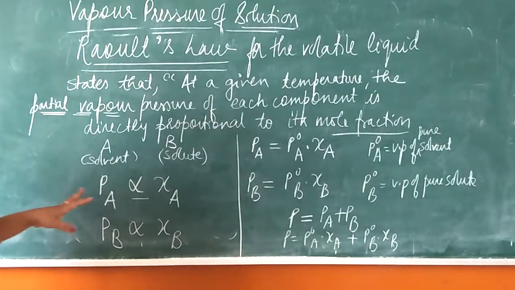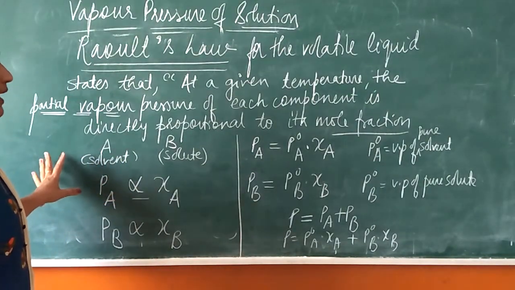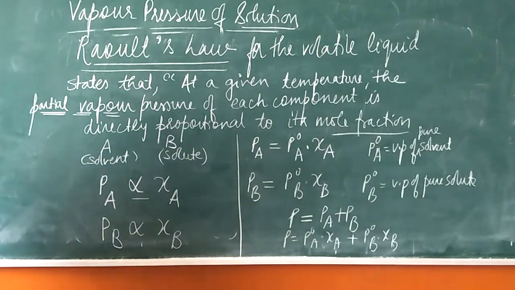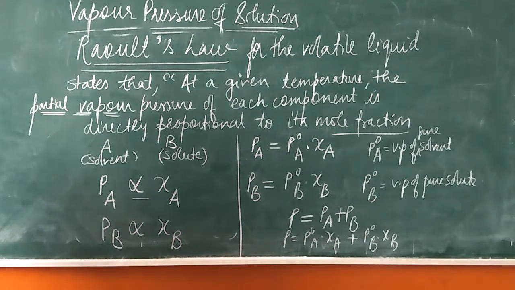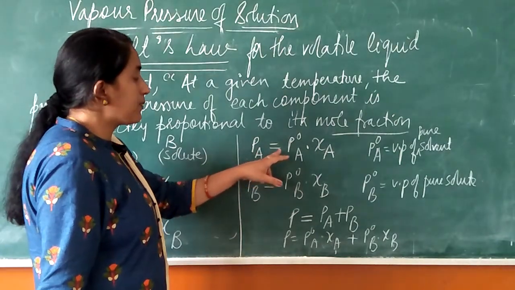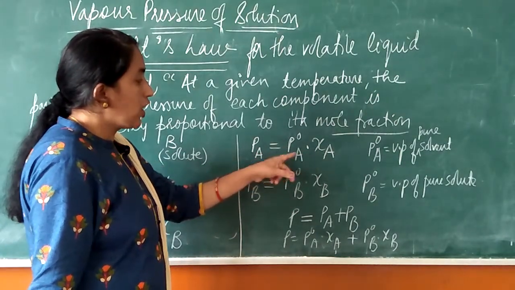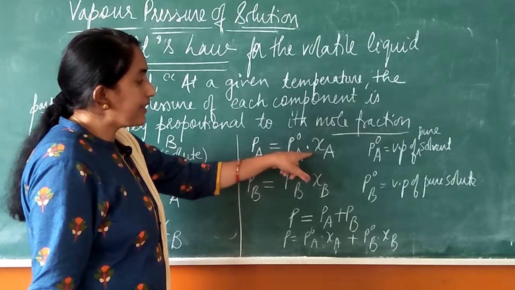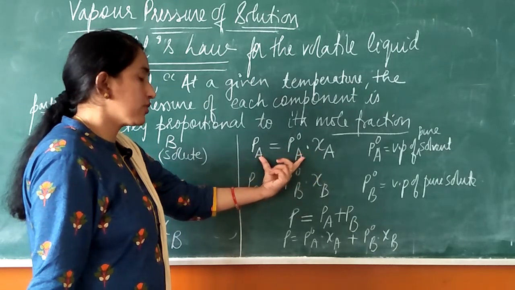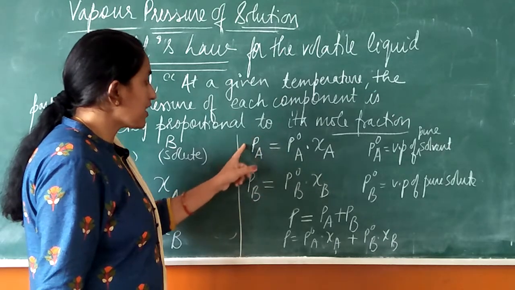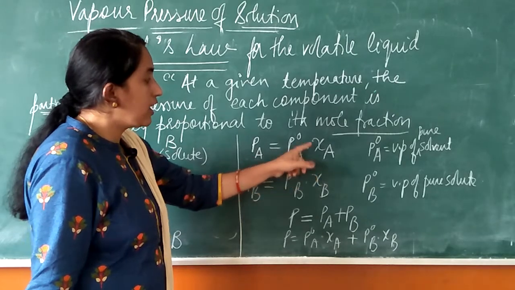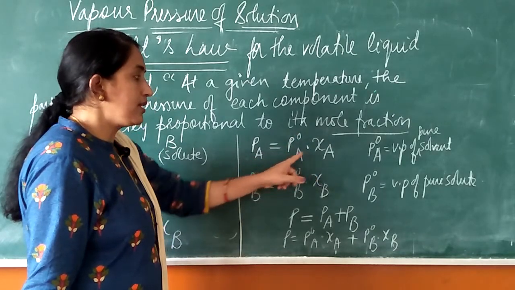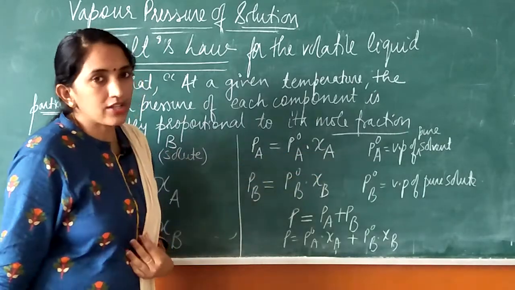You can also define Raoult's law in this way: at a given temperature, the partial pressure of each component in the solution is directly proportional to the product of the vapor pressure of the pure component and its mole fraction. You can define it in this way also.